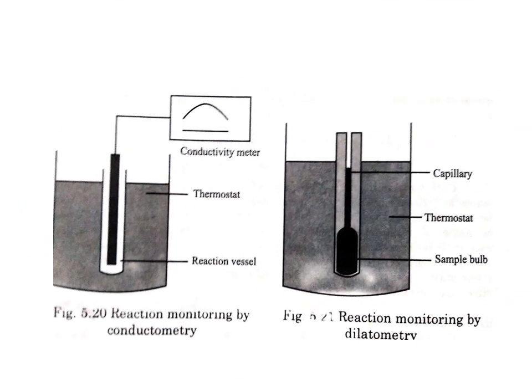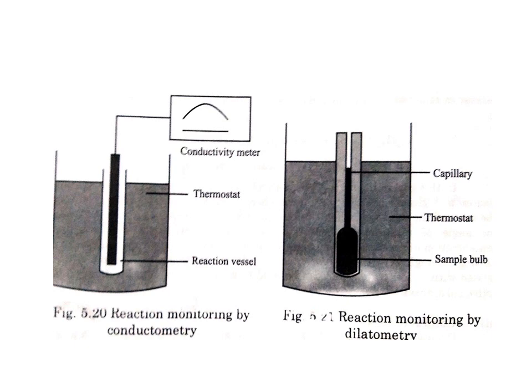Now, here two diagrams are shown. Figure 5.20 is reaction monitoring by conductometer. This is the conductometer. This is the thermostat, the reaction vessel or beaker, and a conductometer is inserted in the reaction vessel, and with the passage of time the conductance is measured directly from the conductometer. Second is the reaction monitoring by dilatometer.